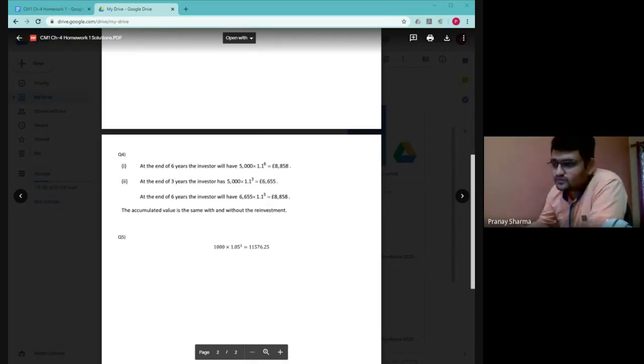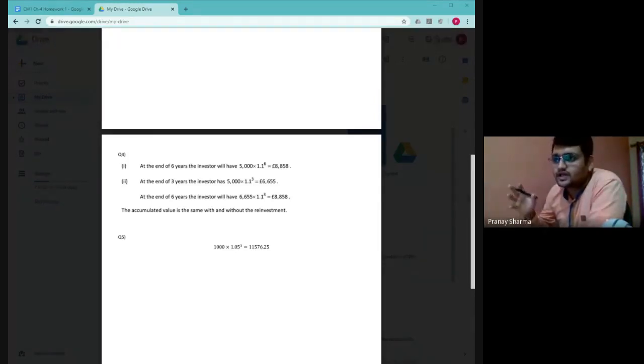So in actual life there is a risk factor. In theoretical life we are not going to consider a risk factor. That is why we assume that everybody is invested at the same rate of interest. If somebody is giving you 10% rate of interest, everybody is going to go for the 10%. Nobody is going to take 9% or 8%.